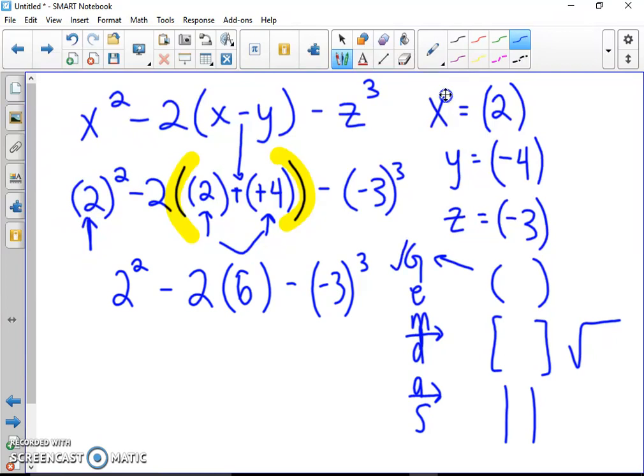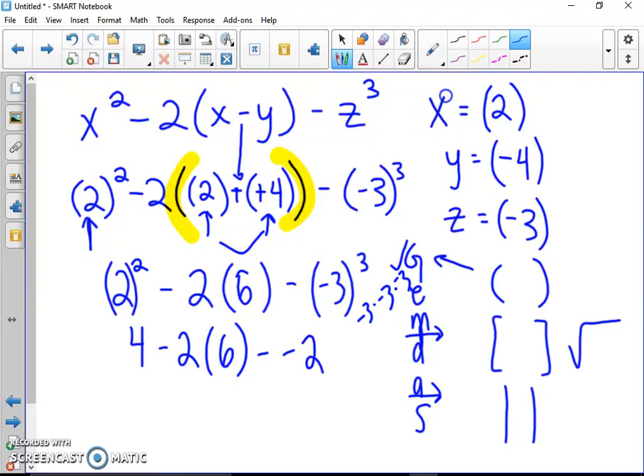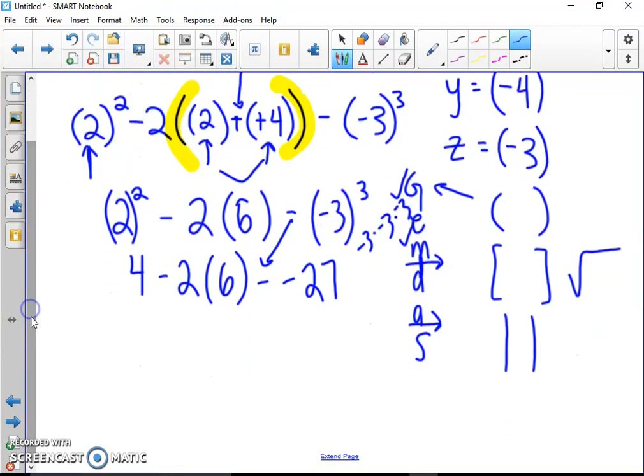Are there any exponents? Yeah. 2 squared is 4 minus 2 times 6 minus negative 3 cubed. So that's negative 3 times negative 3 times negative 3 is negative 27. Notice we did not lose that subtraction sign, so we have a double negative right there. Multiply or divide, can we do that? Yes. 2 times 6 is 12, so we have 4 minus 12. Minus a negative 27 can just be plus 27. I don't really like to have double negatives, but it's okay if you do.